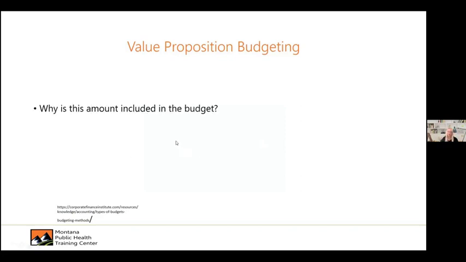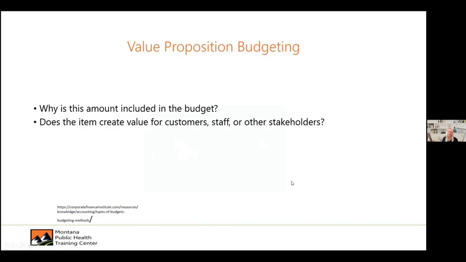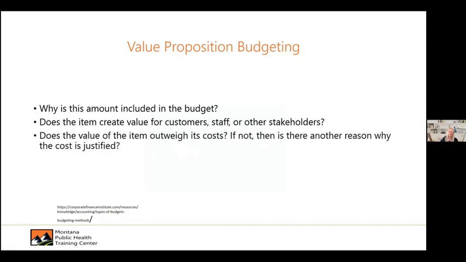Why is this amount included in the budget? Where do we get that from? Does that item create value for the customers, the staff, or other stakeholders? Does the value of the item outweigh its cost? If not, then is there another reason why the cost is justified? So it's like really looking at the value of the things that we have in our budget.